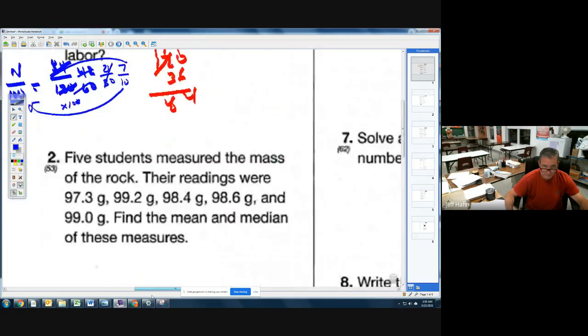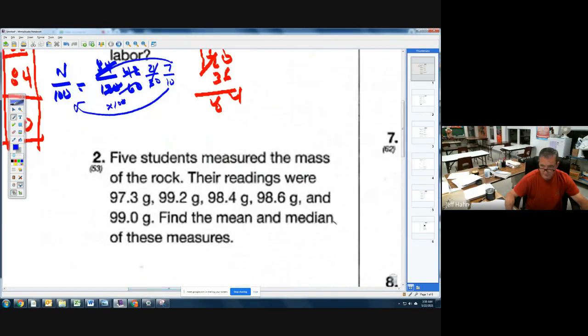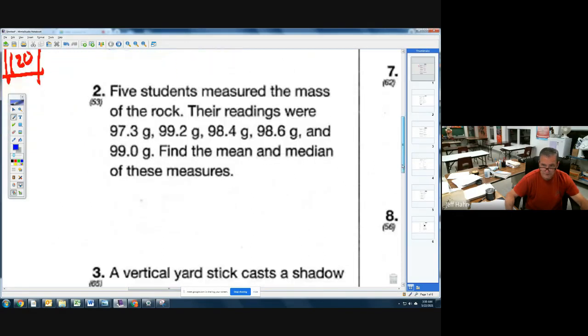Problem number two, students measured the mass of the rock, they're reading from the table. Find the mean and the median. Well, mean is average and median would be middle. So the first thing you have to do, let's find the middle first. First thing we do is arrange them in order.